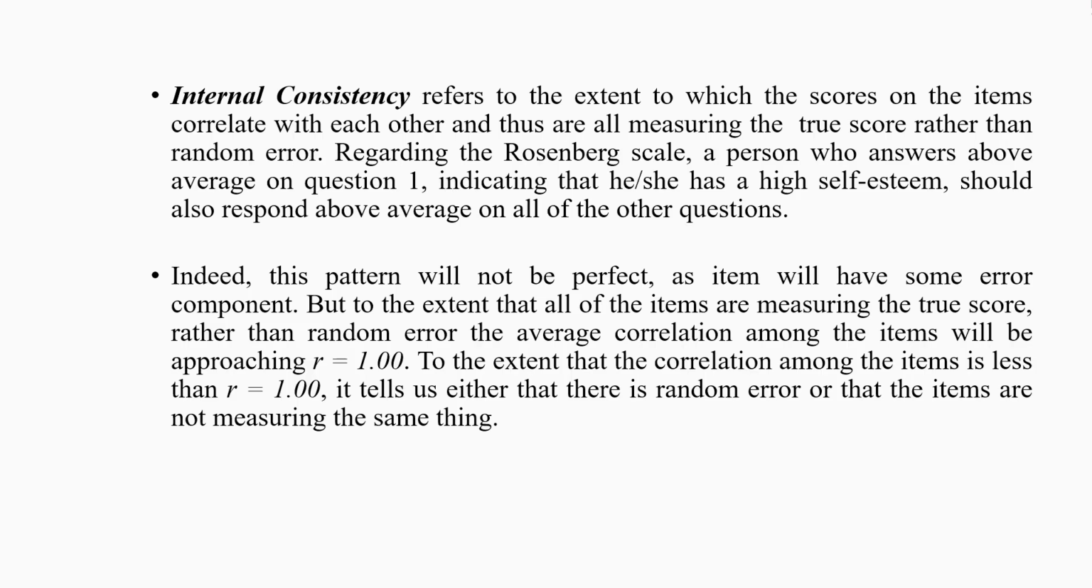This pattern obviously will not be perfect, it will not always be 1.00, because each item will have some error as well. But to the extent that each of the items is measuring the same conceptual variable, assessing the same true score rather than being affected too much by random error, the average correlation among the items will approach r equals 1.00, the perfect correlation. And to the extent that the correlation among items is closer to 0, it tells us that there is too much random error or that the items are not really measuring the same thing.